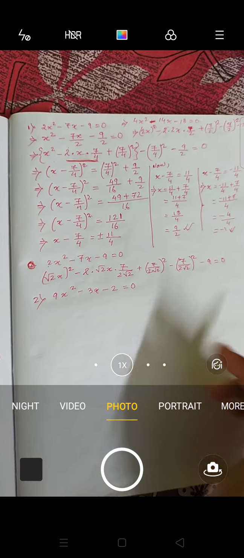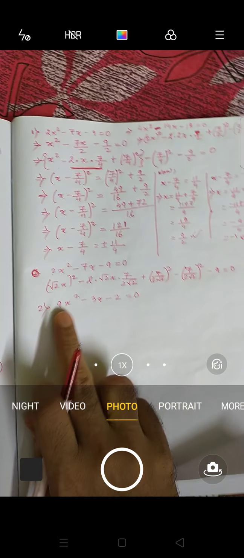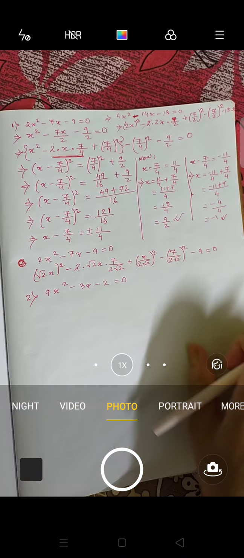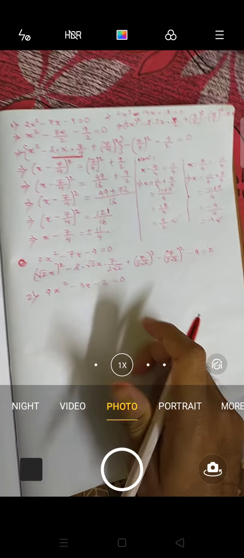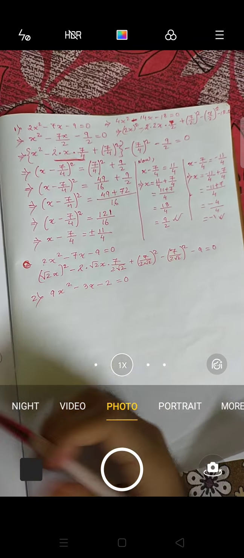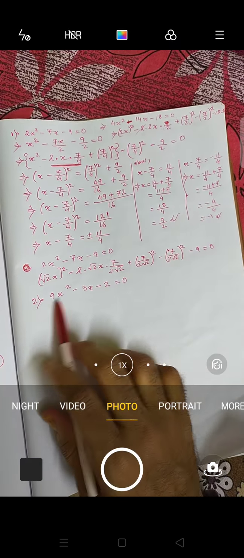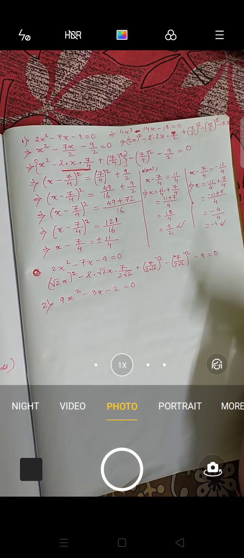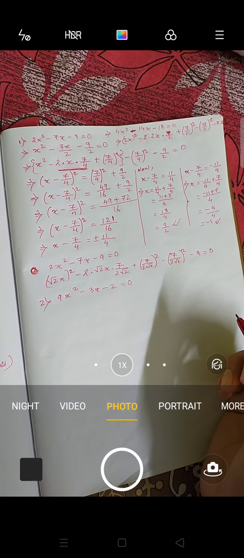This is the question. 9x square minus 3x minus 2 equals 0. Now this one you can try by your method. You can solve it however you want. If you want, you can divide it by 9, your choice. Or you can see whether 9 is a perfect square or not.